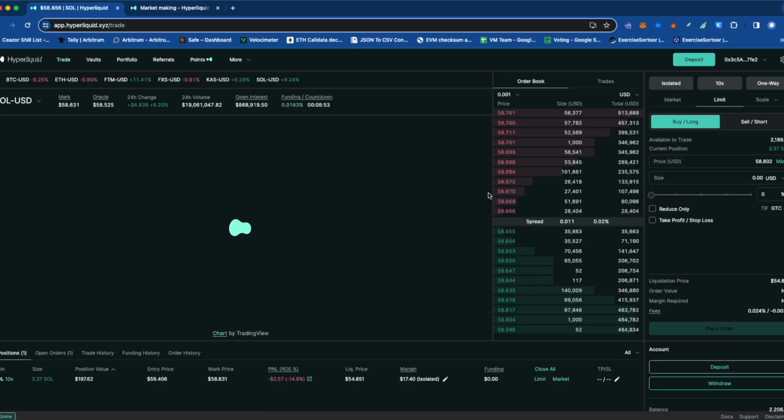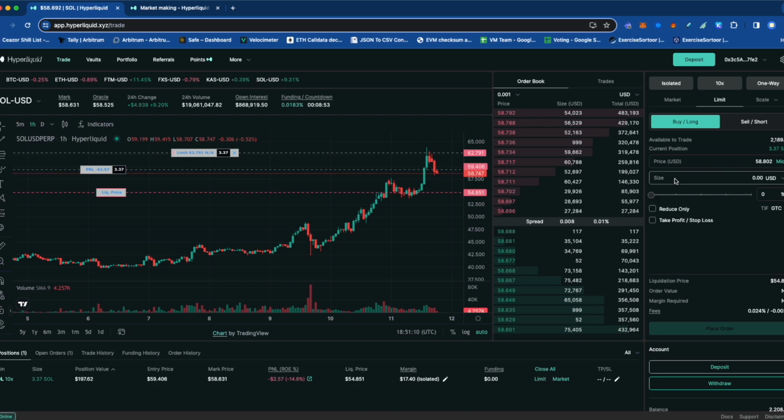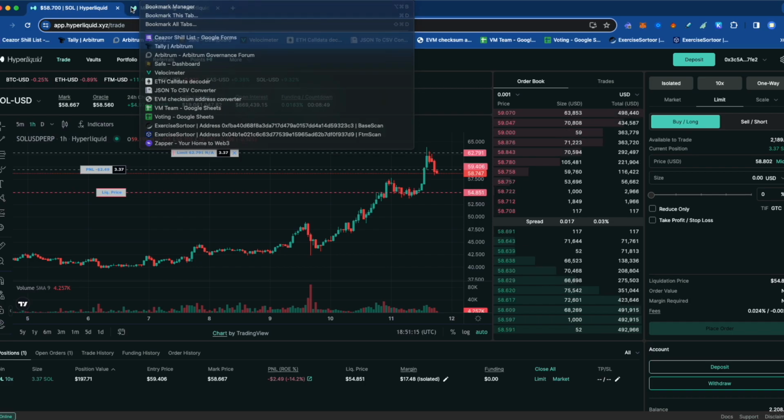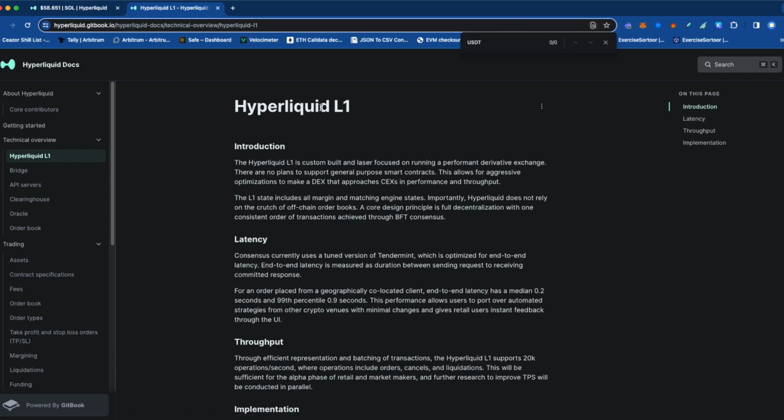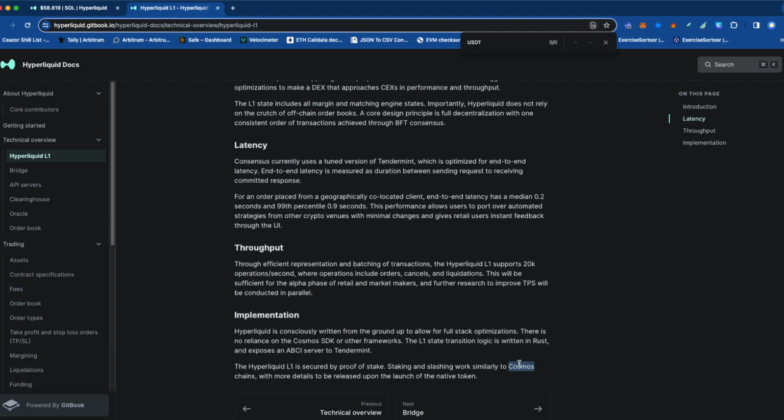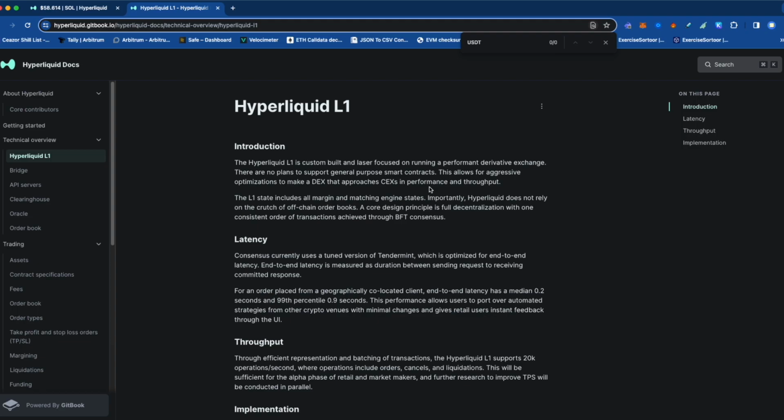Moving on. The experience is, like I said, exactly what you would expect from a centralized exchange, but it's on chain. So let's swing over to the docs a little bit, and there's a few key points I'll show you inside here. First of all, it's only L1. It's a blockchain completely dedicated 100% to running this. I keep calling it a centralized exchange, but it's not. It's a completely run perps DEX. It has this chain that you can think of like Cosmos, but it's using Tendermint instead.